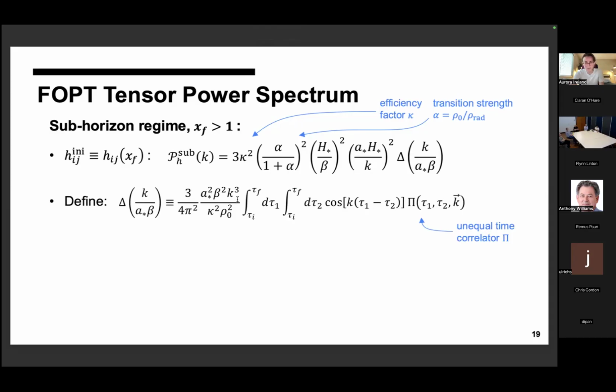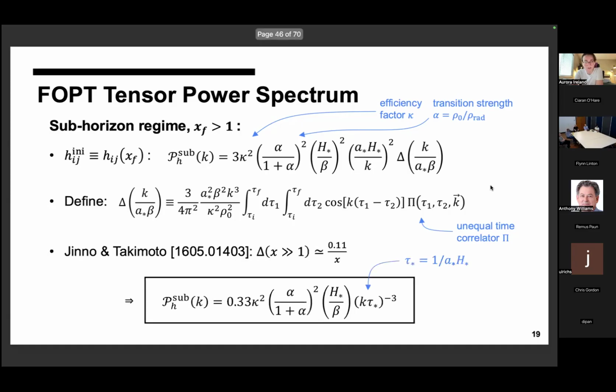Here we have some of the thermal phase transition parameters, and then this double integral over the cosine of the time difference times pi. Pi here isn't the same source that I showed you before. It's the 2-point function of two of those. It's the unequal time correlator, which is essentially like the power spectrum, just with the two entries at two different times. Don't worry too much about delta.